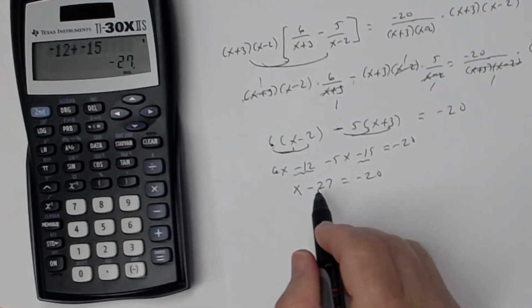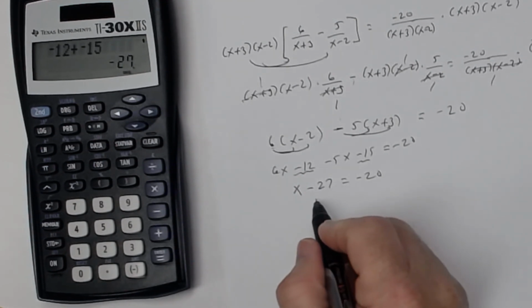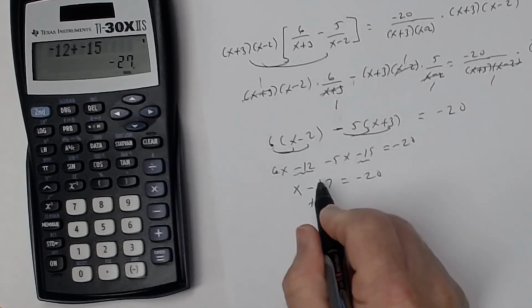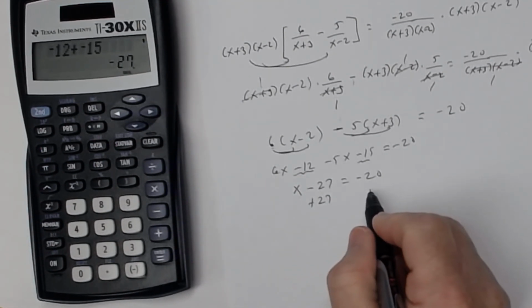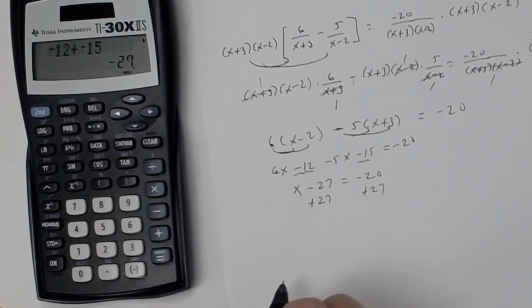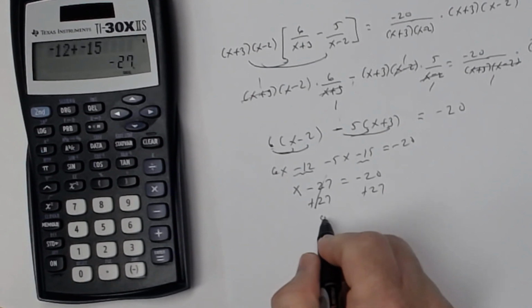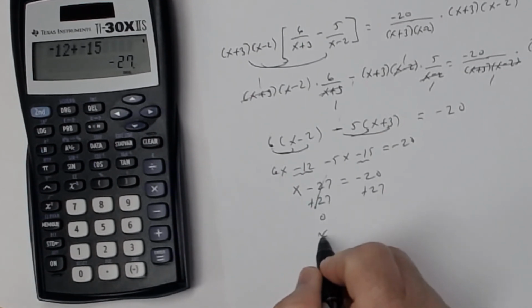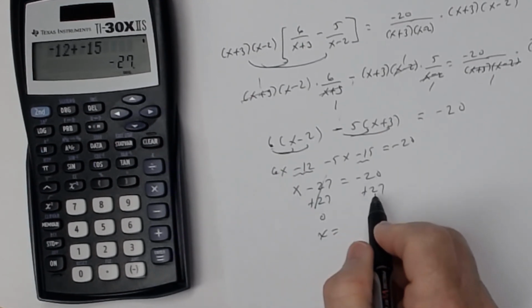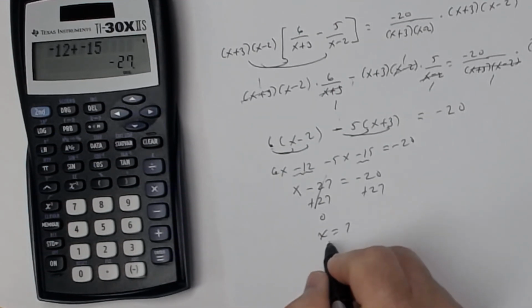And then to get x by itself, right now I'm subtracting 27. The opposite is to add 27. So if I add 27 on the left, I have to add 27 on the right. And now combining like terms, a negative 27 plus 27 is 0. So this becomes x equal, and the negative 20 plus 27 is a positive 7.